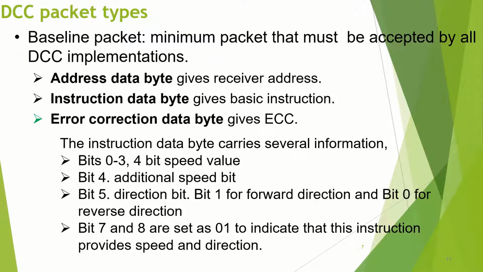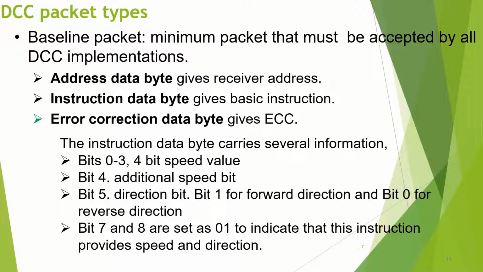The baseline packet has three data types. First one is the address data byte, which gives the address of the intended receiver of the packet. The second one is the instruction data type, which provides a basic instruction. The last one is the error correction data type, which is used to detect and correct the transmission errors.